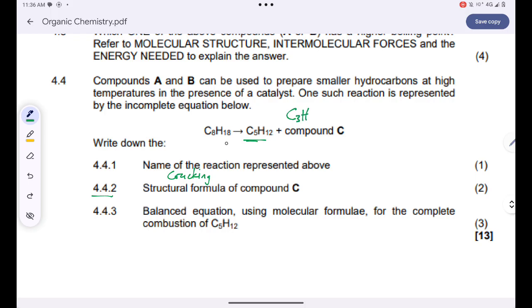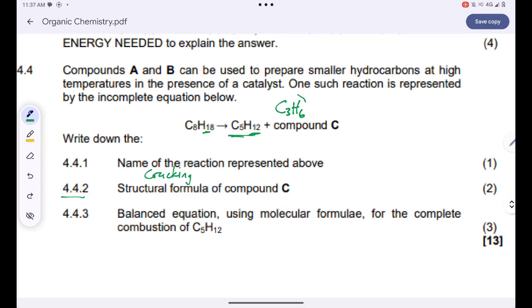And then the hydrogens, we had 18 hydrogens, and then we have 12 hydrogens there. That means compound C will have 6 hydrogens. Now the number of carbons on the left hand side is the same as the number of carbons on the right hand side, and the same applies with hydrogens. The number of hydrogens on the left hand side is the same as on the right hand side. So this molecular formula represents an alkene that has 3 carbons.